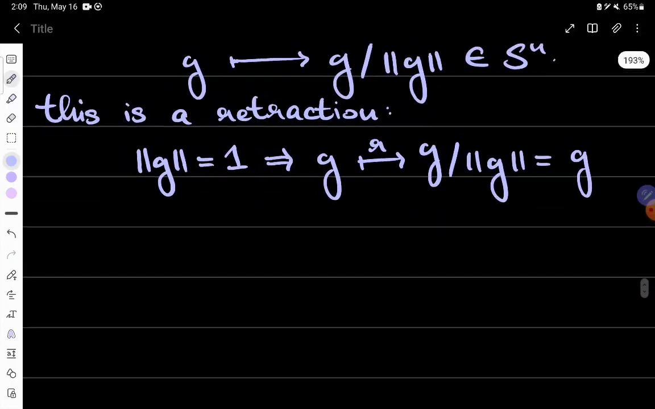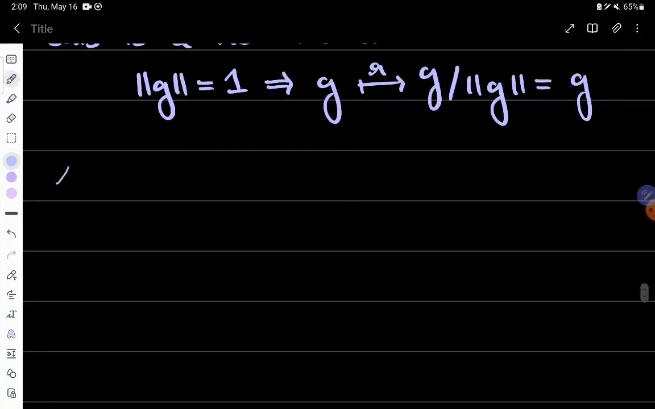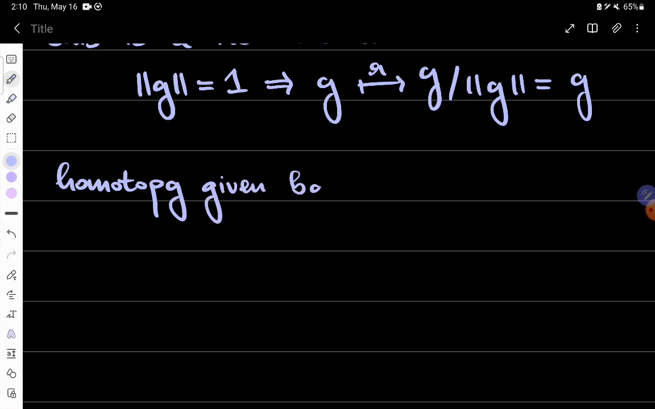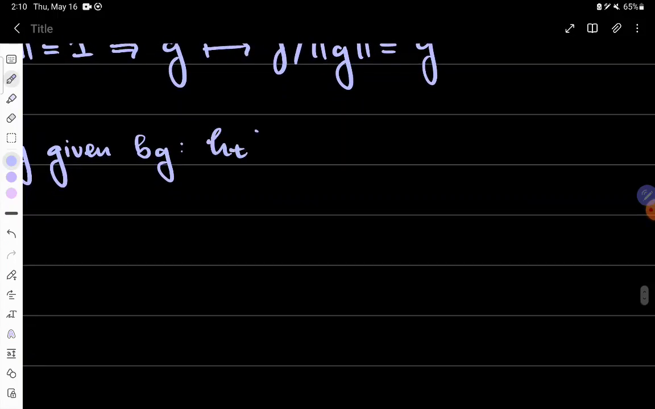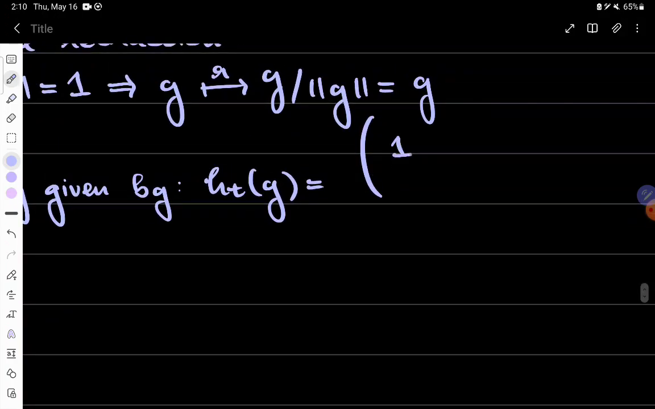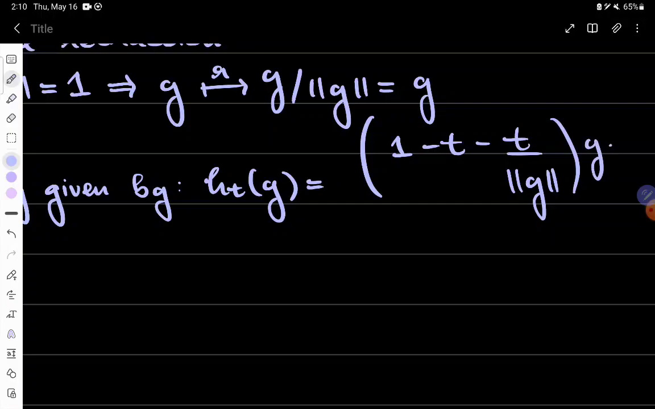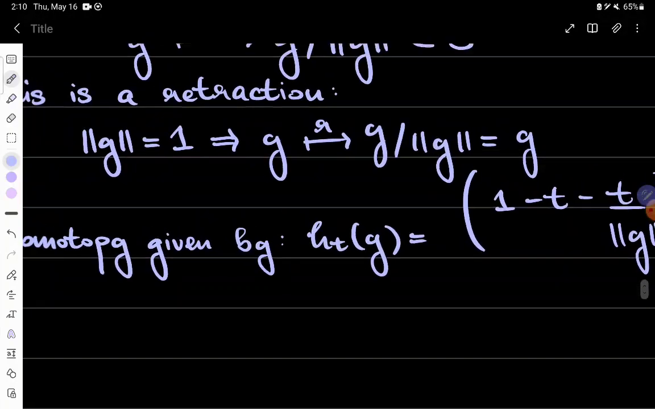And now we have this retraction. So what is the homotopy given by? I'll again give it in the form of a parameterized family of maps. Let's say h_t of y is going to equal (1 minus t) minus t over the norm of y, times y. And one can check that this in fact gives this linear interpolation as we talked about before.